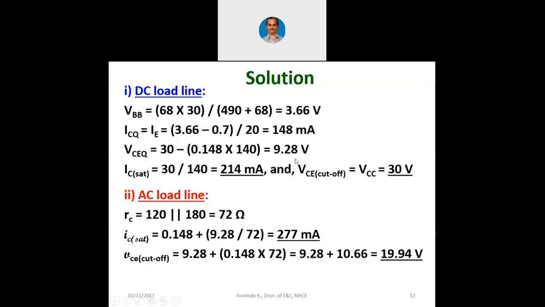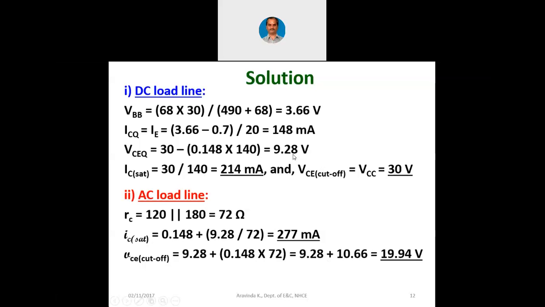But the Q point is going to be the same there, 9.28 volts and 148 milliampere. Now we can see here VCE cutoff is 19.94 volts, or let us say it is 20 volts approximately. Here you can see VCEQ is at around 9 volts. Now 9 volts to 20 volts, around 11 volts can be the swing there. Later on, let me show you the calculation accurately as per the formula. But now you can predict it.